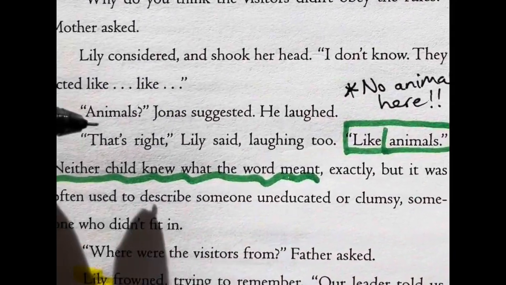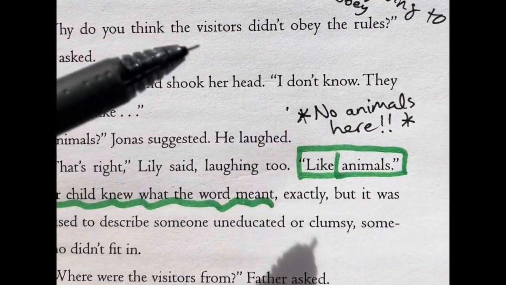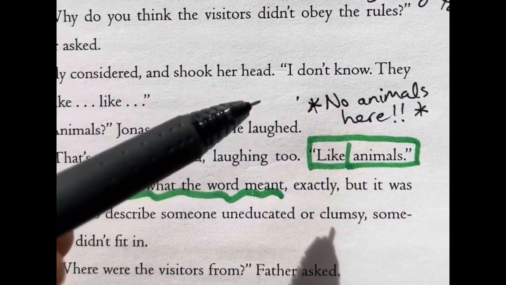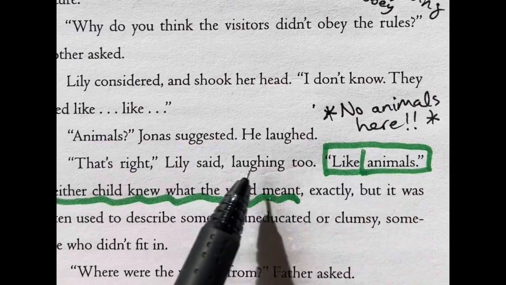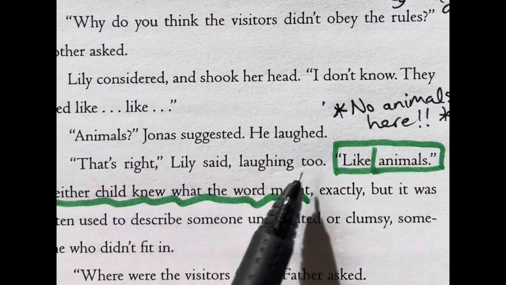Okay, so this is huge. There are no animals here. I don't know why. I don't know when. We'll find out why. But they just say like animals, but they don't even know, like, there are no animals.